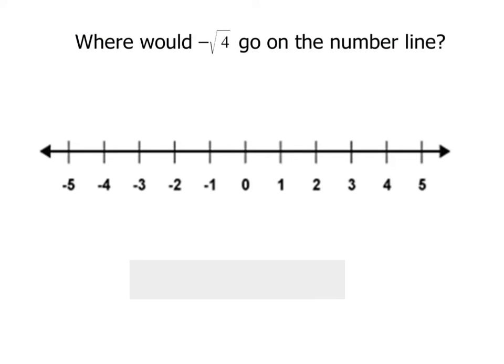All right, where would the negative square root of 4 go on the number line? So this is the same thing as what we just did, except it's on the negative side of our number line. So I know that the square root of 4 was 2 because 2 times 2 gives us 4. So therefore, the negative square root of 4 would be negative 2.